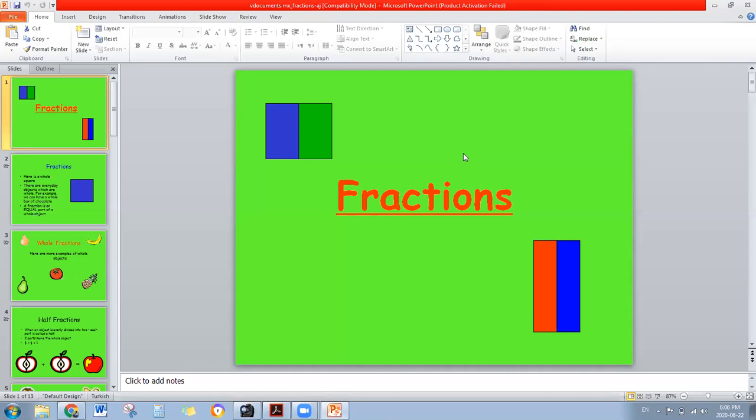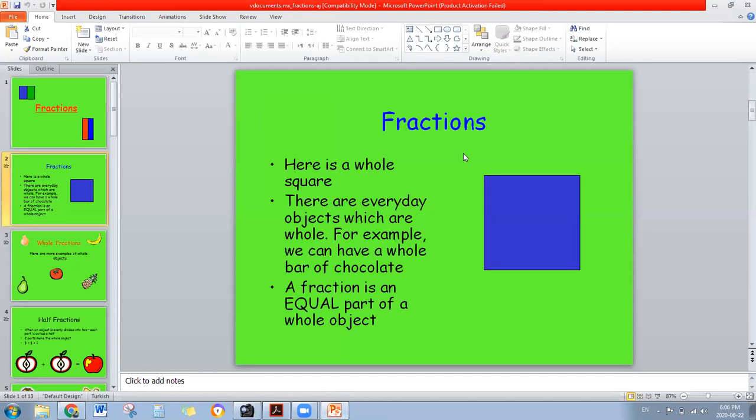Today we're going to talk about fractions, okay? And to remember the fraction, here is a whole square. And if we divide this square into equal parts, okay? We have something we call a fraction. So the fraction is an equal part of a whole square, an equal part of a whole object.